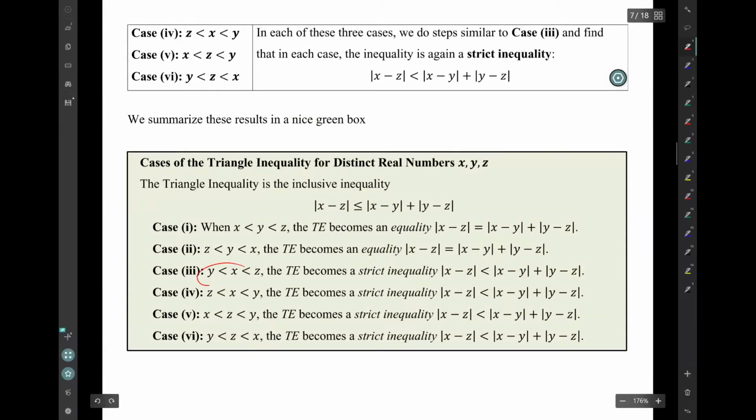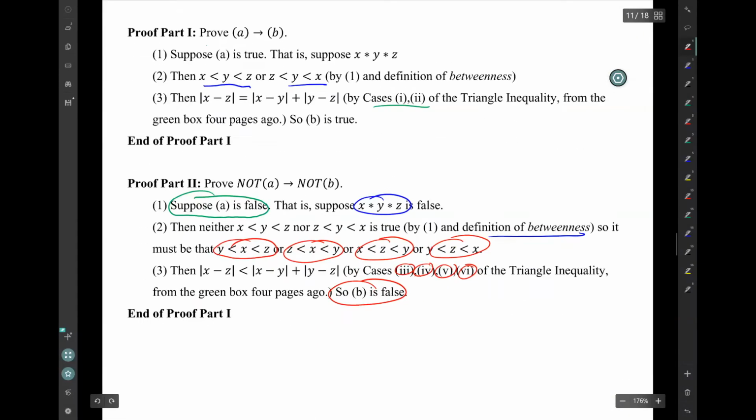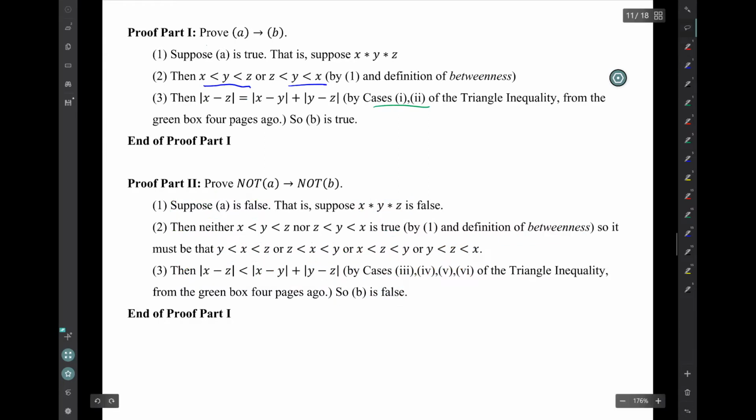Here's the green box. Those 4 inequalities are there. Cases 3, 4, 5, and 6. And we see that in each of those cases, the triangle inequality becomes a strict inequality. So we can just say that this strict inequality is true by all that work we did in producing that green box 4 pages ago.